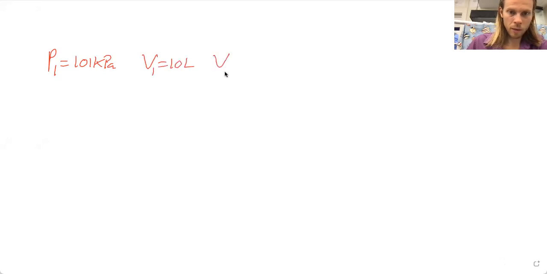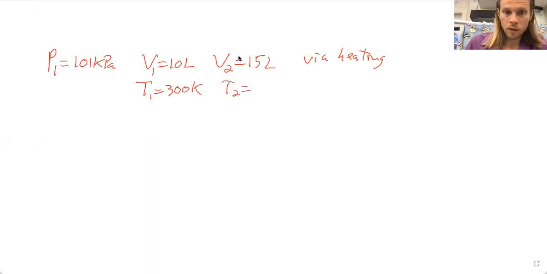So if we look at a simple process where we have an initial pressure of 101,000 pascals, atmospheric pressure, and a volume of 10 liters that is expanded to a volume of 15 liters via heating. Where the temperature increased from, let's say, 300 Kelvin to temperature 2, well, the ratio has to be the same. This would be 450 Kelvin.